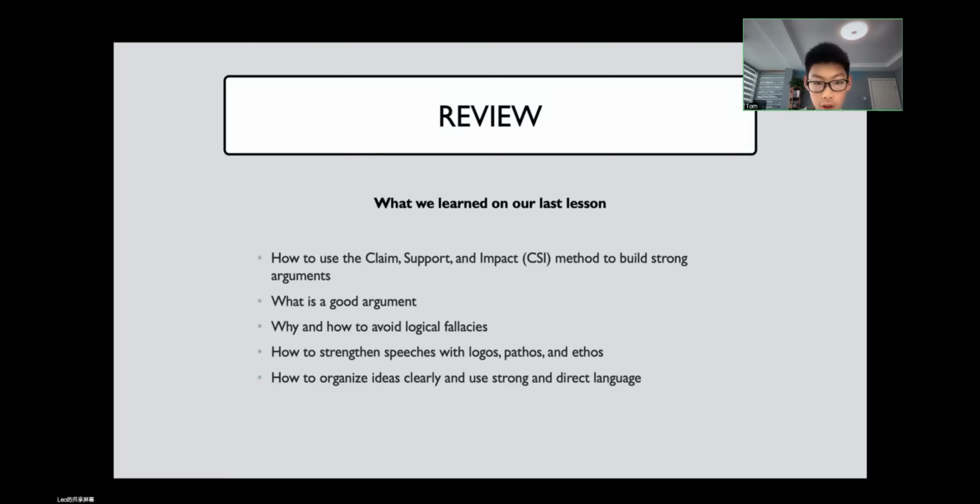In the second lesson, we finally talked about how to organize your ideas clearly and use strong and direct language to make your speech more impactful.